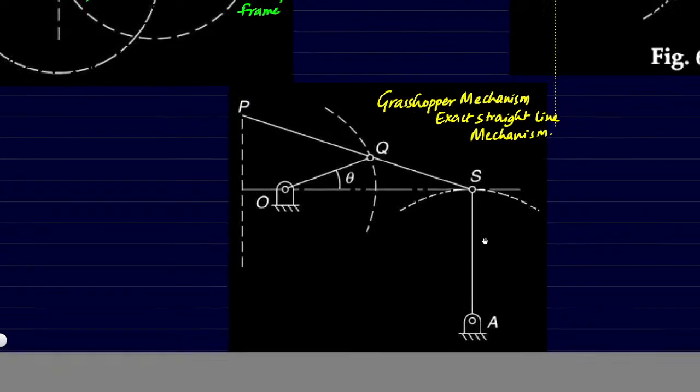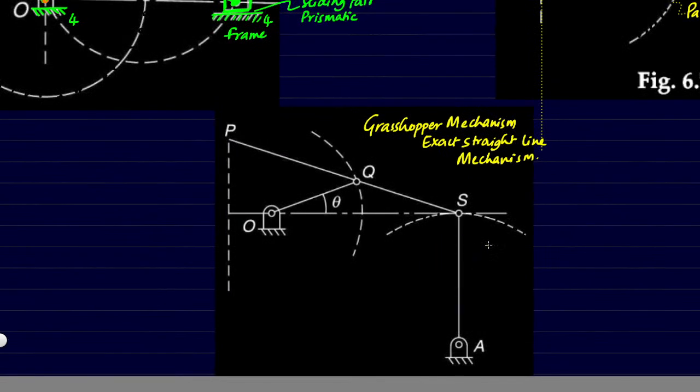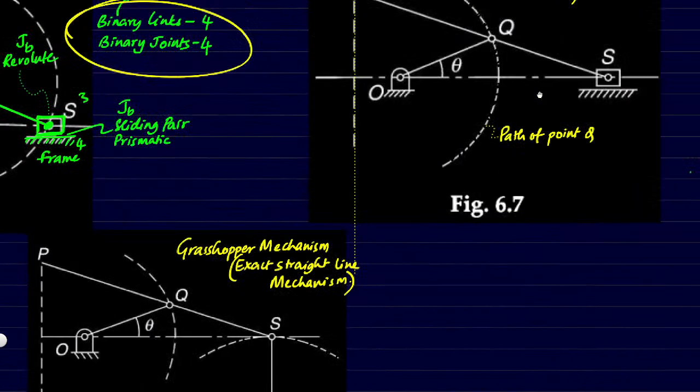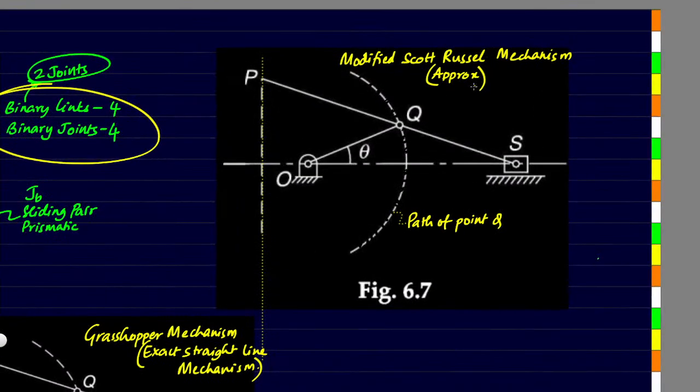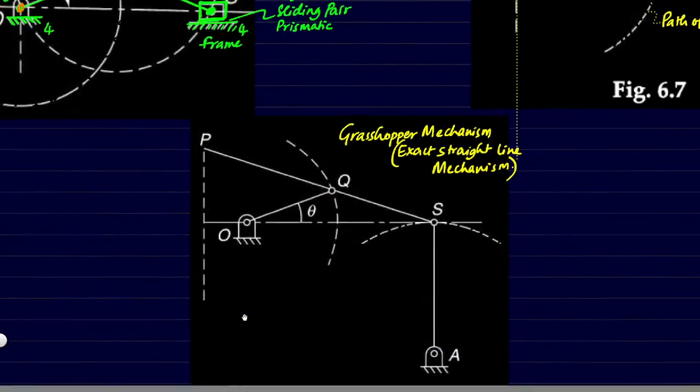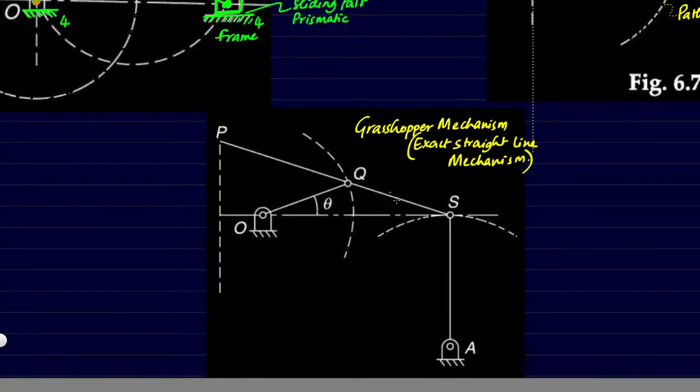Sir, this is I think approximate straight line, sir. No. Grasshopper is exact. The modified quadrasal is approximate. I read in a book, I think Ratan read it, that this is exact, but providing the proof is not within the scope of BTech students. And that's why they excluded it.